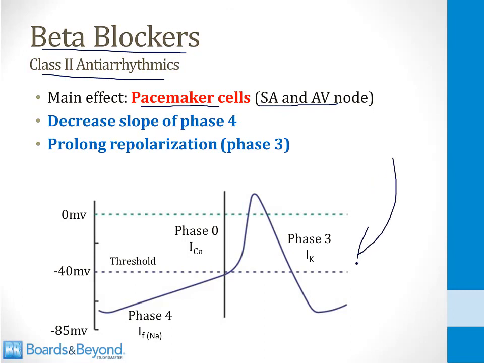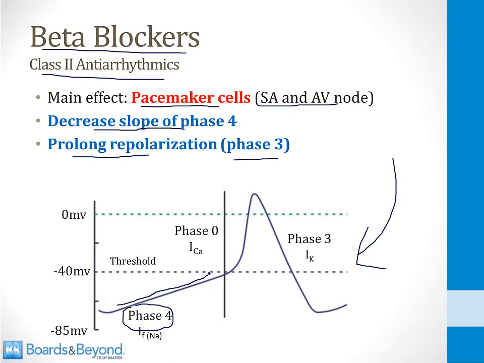This is a drawing of the action potential of a pacemaker cell. I discussed this in detail in the video on cardiac action potentials. What beta blockers do is decrease the slope of phase 4 and prolong repolarization in phase 3. Phase 4 of the pacemaker action potential is the funny current. That's the slow, steady depolarization of SA nodal pacemaker cells.